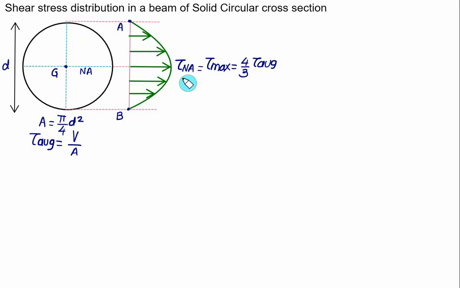So the maximum shear stress is the same as the shear stress at the neutral axis, equal to 4 by 3 of tau average. So the maximum value will be equal to 3 by 2 in the rectangular. Even for the triangular section it is 3 by 2 of tau average, but the neutral axis is 4 by 3, and the neutral axis for the circular section is 4 by 3. Neutral axis shear stress and the maximum shear stress coincide in the case of the circular section.